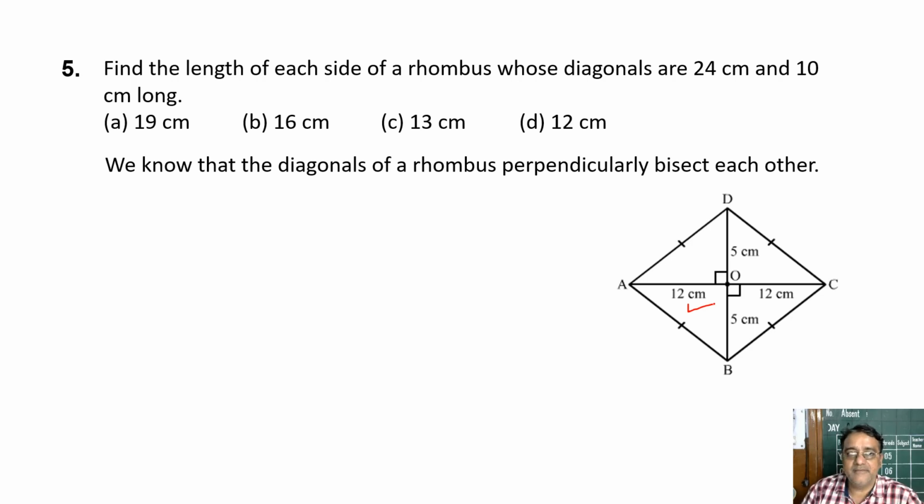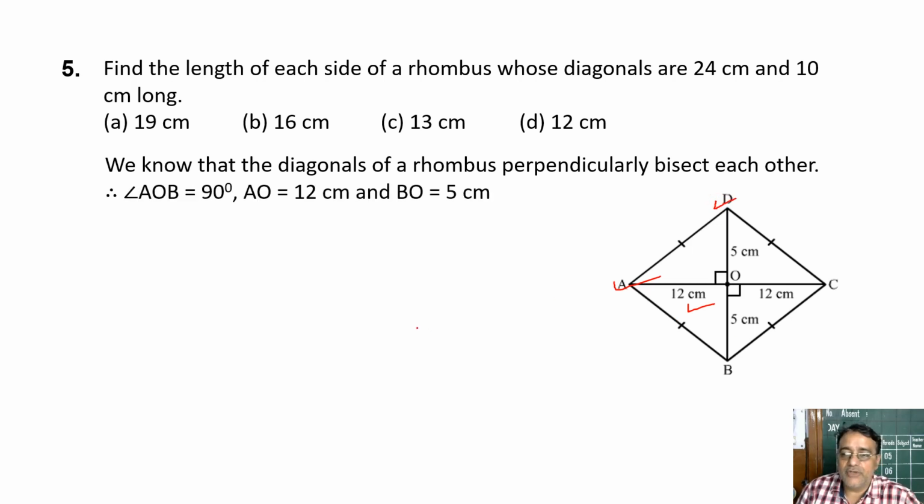How will you find AB? By using Pythagoras theorem. Yes. This is clear. 12 12 कैसे हुआ? और ये 5 5? Because diagonals bisect each other. So this is the longest diagonal, 24 is given, so 12 12, and this is the shortest diagonal, it is given 10, so 5 5.